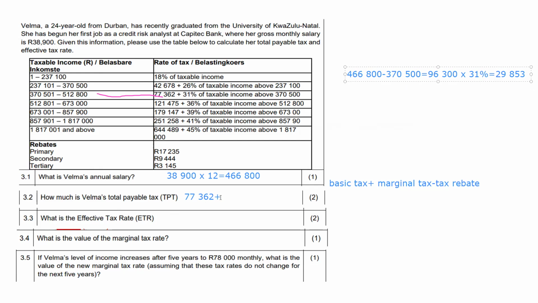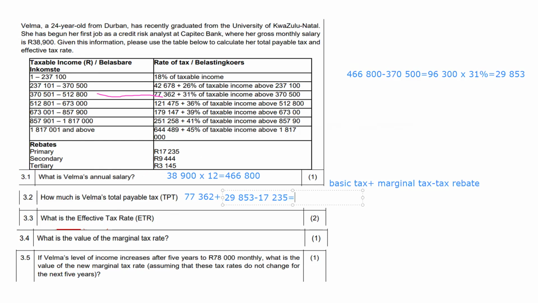So you're going to add it here, 29,853. And then you're going to minus your tax rebate. This person is 24 years old, so this person only qualifies for the primary rebate, because the primary rebate applies to everyone, then secondary is 65, tertiary is 75. So they only qualify for the primary tax rebate, which is 17,235.